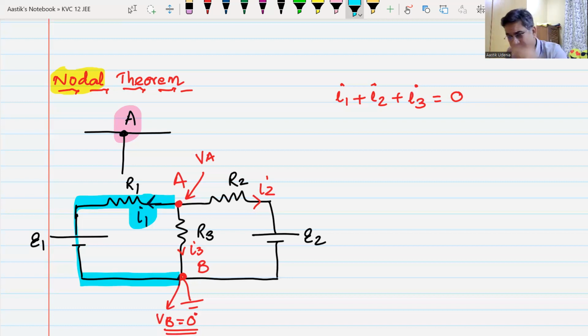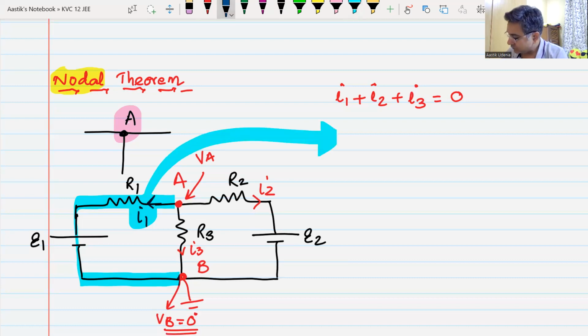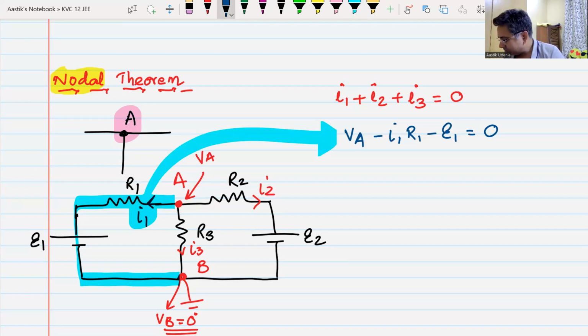Can anyone tell me? VA minus I1 R1 minus E1 is equal to the potential at B. So the blue equation will become VA minus I1 R1 minus E1 is equal to 0. Yes or no? Yes, sir. Okay. Now from here I can find the value of I1. Basically, the value of I1 will be VA minus E1 divided by R1. Yes or no? Yes, sir.